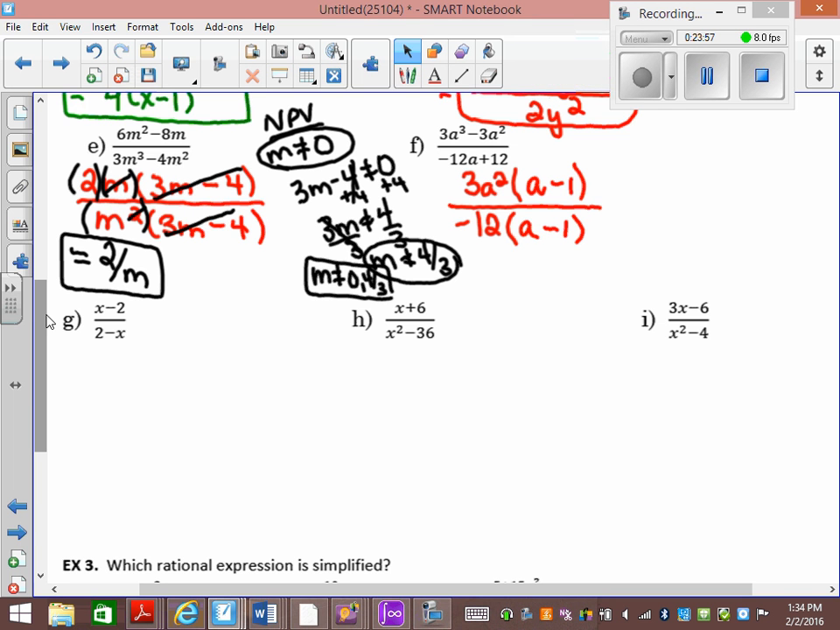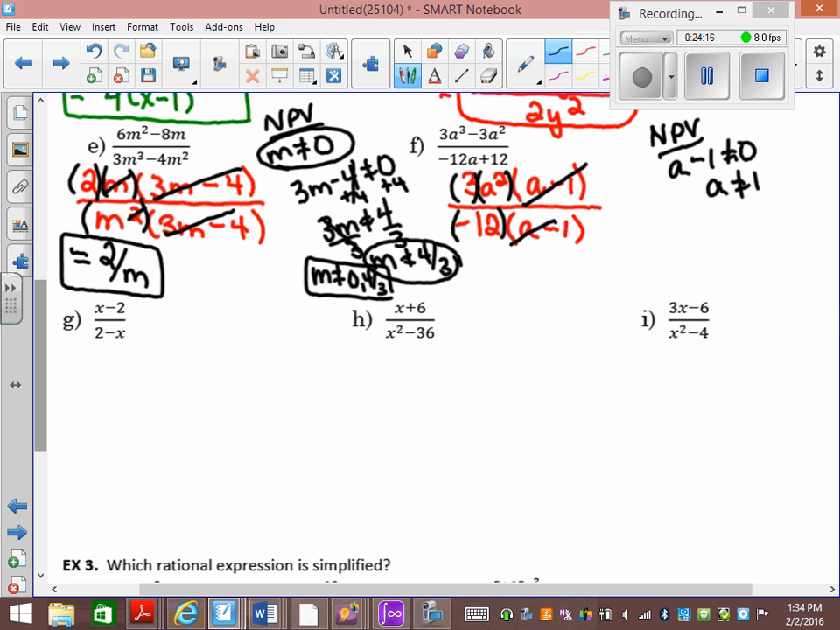Now we can put the ones that are by themselves in brackets. And negative 12 doesn't give us an NPV. A minus 1 does. A minus 1 can't equal 0. A can't equal 1. Then our a minus 1s cancel. There's an a squared by itself on the top. Nothing's going to happen to that. But the 3 and the 12, I can take a 3 out. 3 divided by 3 is 1. 12 divided by 3 is 4.